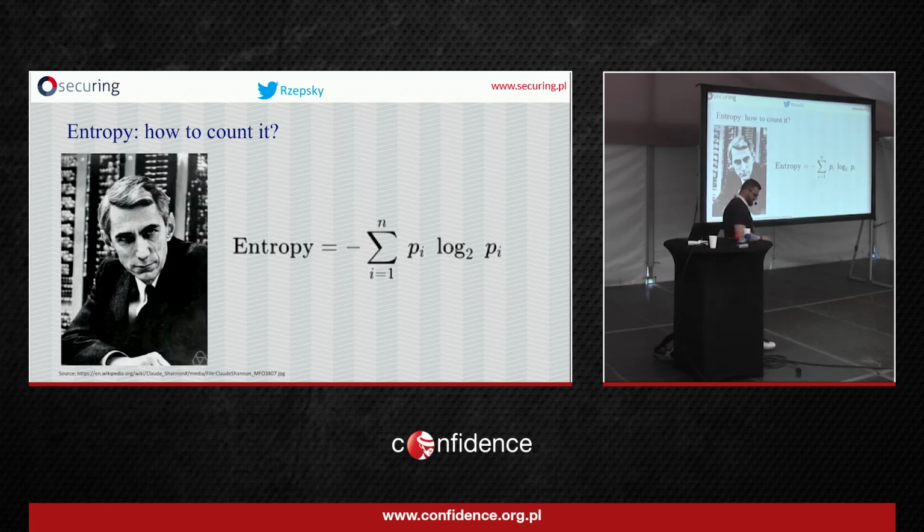So there was a guy called Shannon. Do you know this guy? Oh yeah, you should know him. He's the father of information theory. He found the formula for how to calculate entropy.